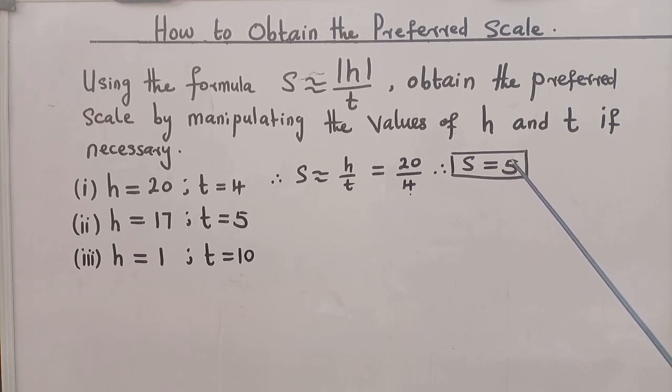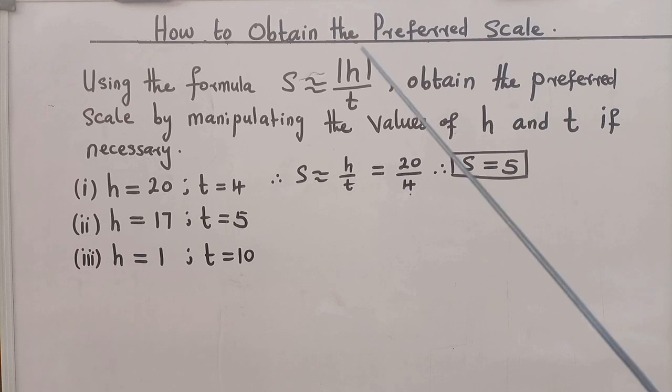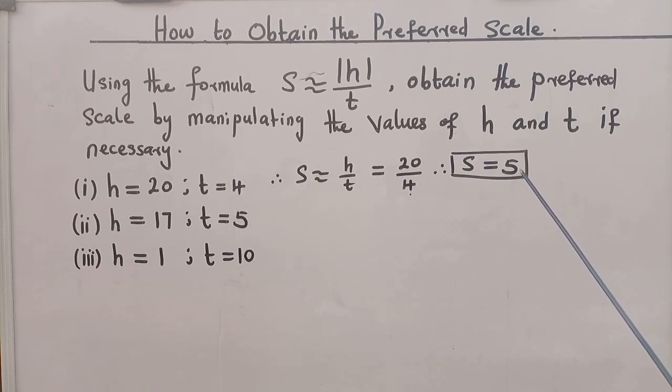Do you think we need to manipulate in this case? The answer is no. What it means is that it is not necessary to manipulate. The reason is that 5 is among the preferred scales. Let's see another one.